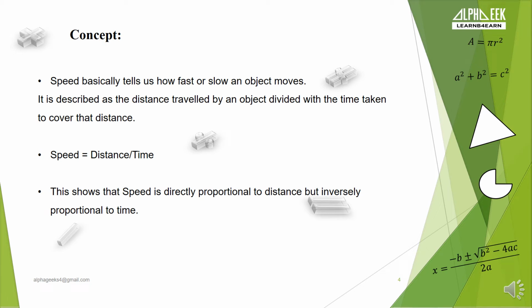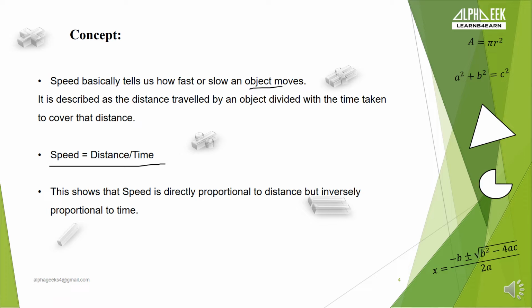So concept, what is speed? Speed basically tells us how fast or slow an object is moving. How fast or slow the object is moving defines the speed of the object. It is described as the distance traveled by the object divided by the time taken to cover that distance. So the basic formula of speed is equal to distance upon time. The unit of speed will be the unit of distance per the unit of time.